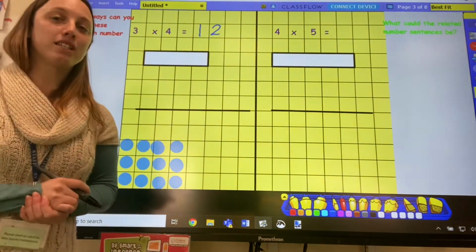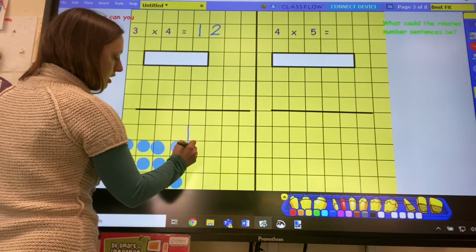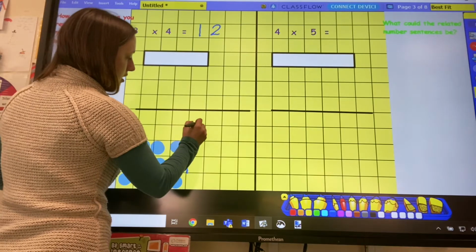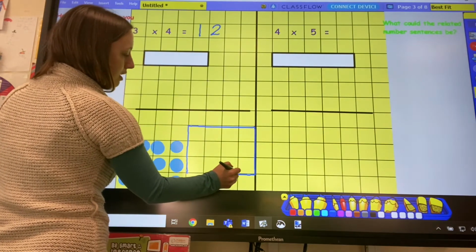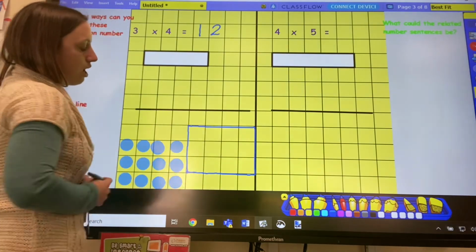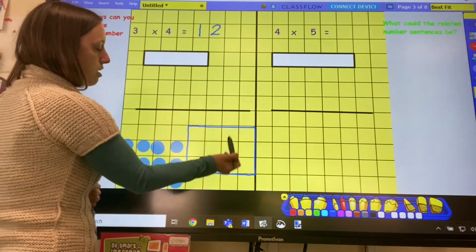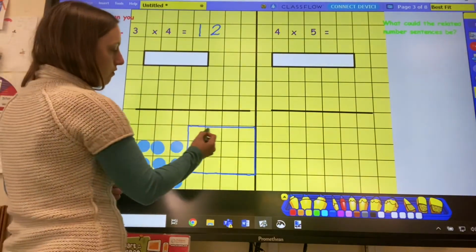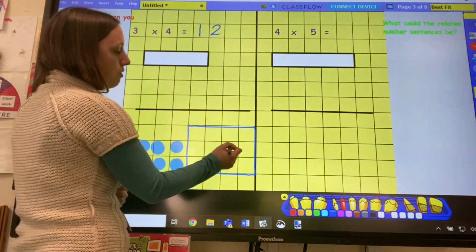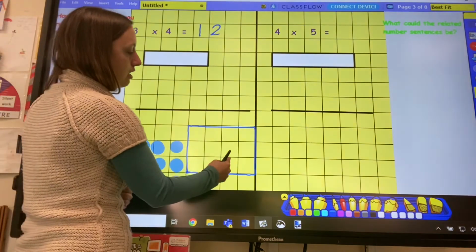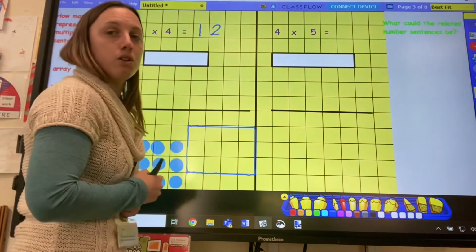Now I could draw that as a grid to show the same thing. So I'm going to use the squares. My squares, in a way, make up the array. So in my grid, I've got 3, 3, 3, 3. But I've also got 4, 4, 4. I've got 4 equal groups of 3, and I've got 3 equal groups of 4. So I've got 3, 6, 9, 12. That's 12 all together.